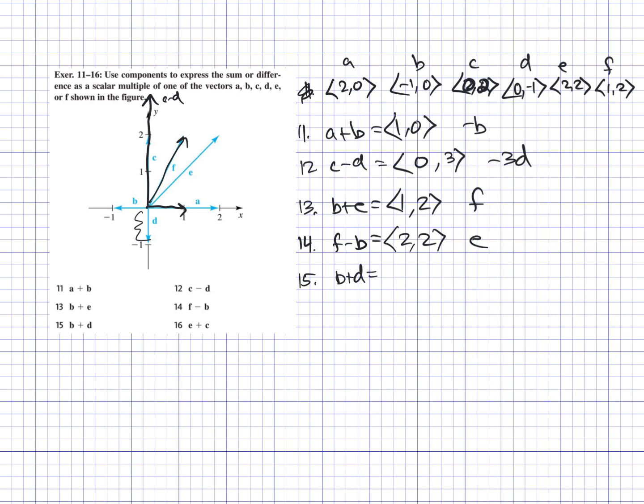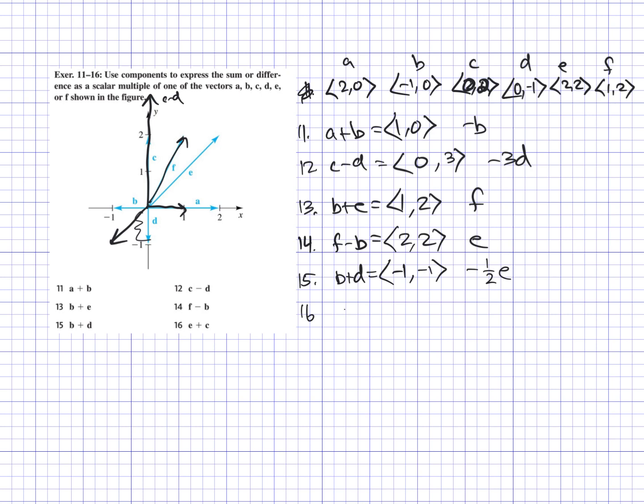All right, 15 is B plus D. So B plus D, negative 1 plus 0 is negative 1. 0 plus negative 1 is negative 1. So negative 1, negative 1. So that's right there. So that's half E, but in the opposite direction. So negative puts it in the opposite direction. So that'd be negative 1 half E.